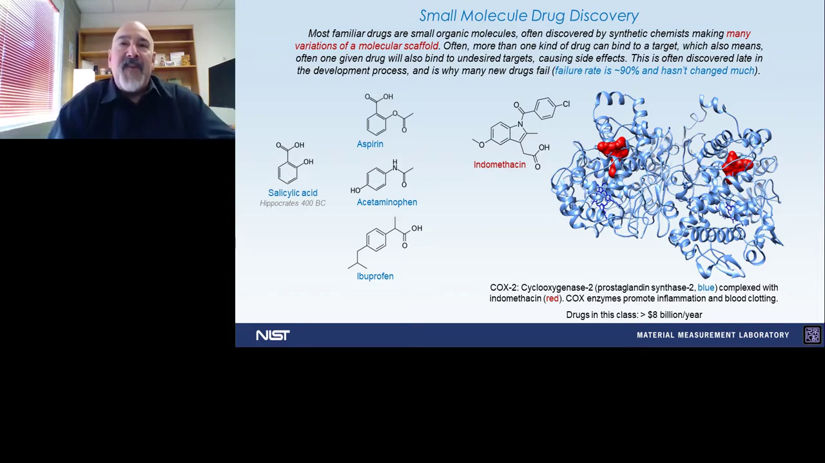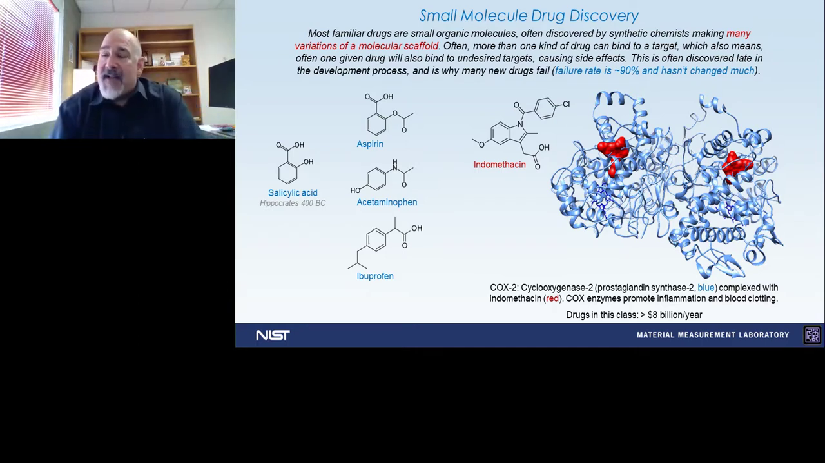We have buildings full of synthetic organic chemists making small chemical changes to common molecular scaffolds and testing, generally by trial and error, whether or not a particular molecule can bind to the target protein of interest. And in this case, with the cyclooxygenase, many different small molecule drugs have been found to bind to this protein and make a useful drug.